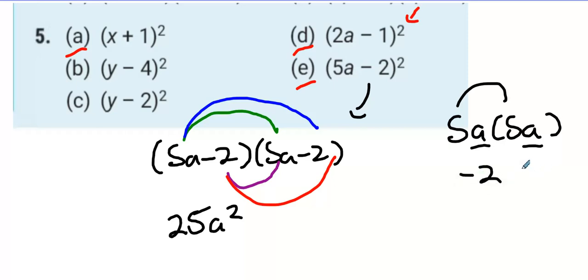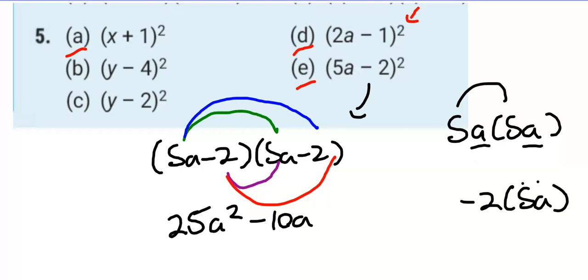Minus 2 by 5a. What's minus 2 by 5a? Minus 10a. Okay, purple one now. Sorry, I got that the wrong way around. The purple one was minus 2 by 5a, and the blue one was 5a by minus 2. What's 5a by minus 2? They're both the same, aren't they? Yeah, it is the same thing swapped over.